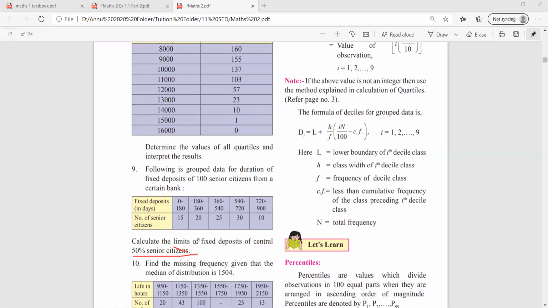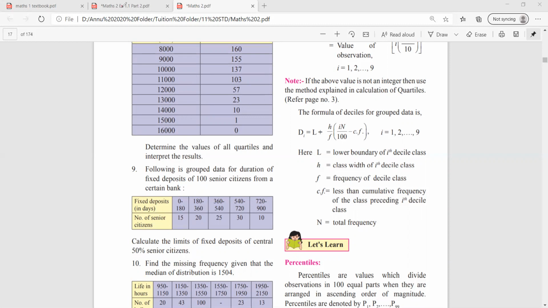Now class, whenever such kind of sums come, you can see this word limit. Now what do you mean by the word limit? There are two types of limit, correct? Lower limit and upper limit. So whenever you see the word limit, remember, they are not talking about Q2. They are asking you to find out the limit. So if Q2 is in the center, what will its lower limit be? Q1. And what will its upper limit be? Q3. So in this particular sum, you will be finding the values of Q1 and Q3.